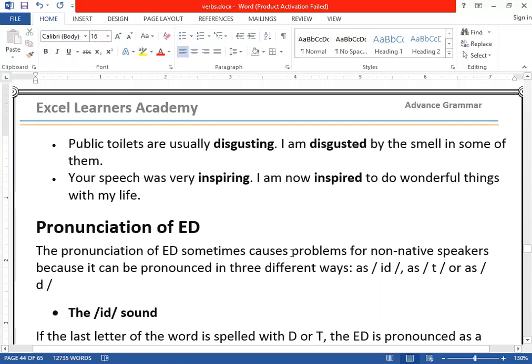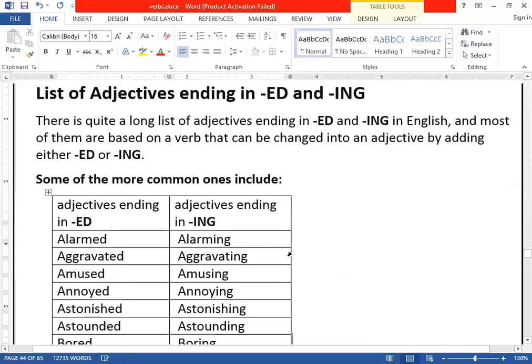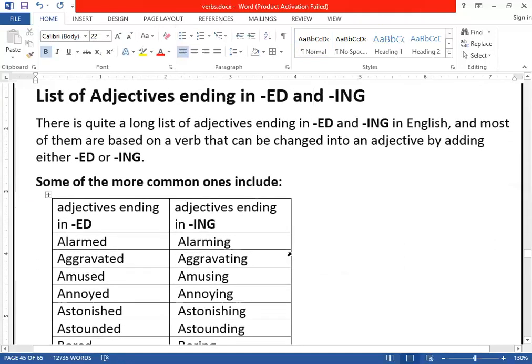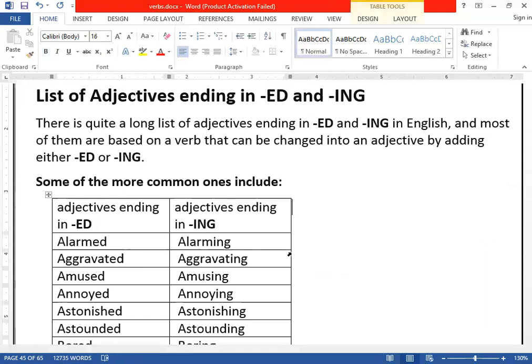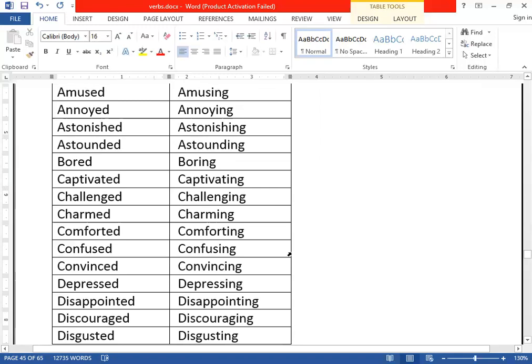Public toilets are usually disgusting, clear? And I'm disgusted by the smell. Your speech was very inspiring. Speech is a thing, so inspiring. I am inspired. Is this clear? So here are some of the common adjectives with -ed and -ing that you can have a look at. You can take notes from the video: alarmed, alarming, bored, boring. Clear? These are the common adjectives in the -ed form and the -ing form.